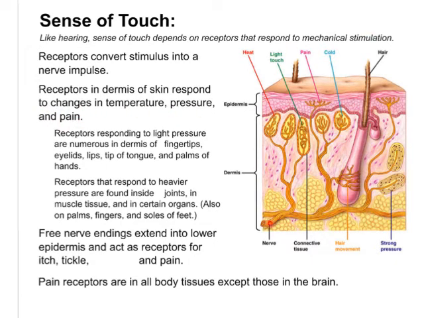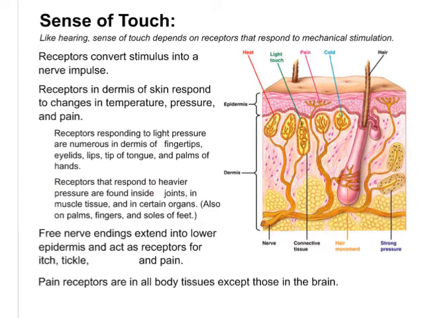And here's a little diagram that shows a few of those receptors and what they might look like. Receptors that respond to very light pressure happen to be very numerous in your fingertips, eyelids, lips, tip of tongue, palms of hands. That's where you tend to find those kinds of receptors. Here, they're just showing light touch receptors right there on the diagram.